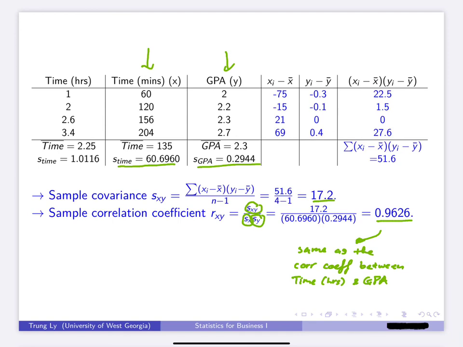So what did we do in this video? In this video, we looked at how we apply the formula to calculate the sample correlation coefficient Rxy. And then we showed that we get the same correlation coefficient for time measured in hours and GPA, and time measured in minutes and GPA. And so the correlation coefficient can be used to compare the strength of the linear relationships between different pairs of variables.